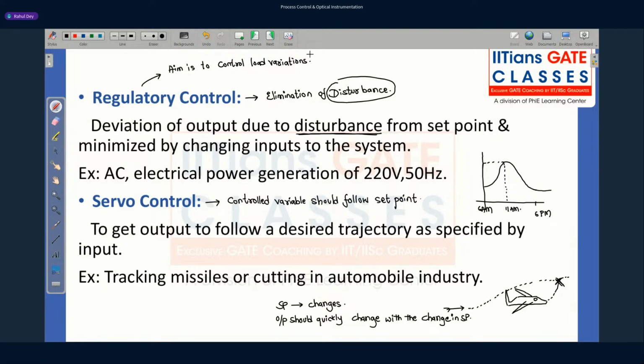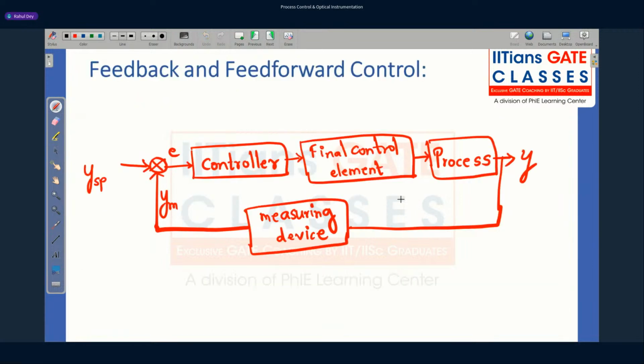Whereas in servo control, my main aim is that the output should follow the input, or what you can say, the controlled variable should follow the set point. Is that clear? Fine.